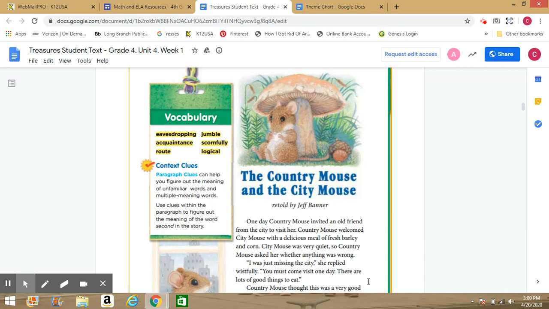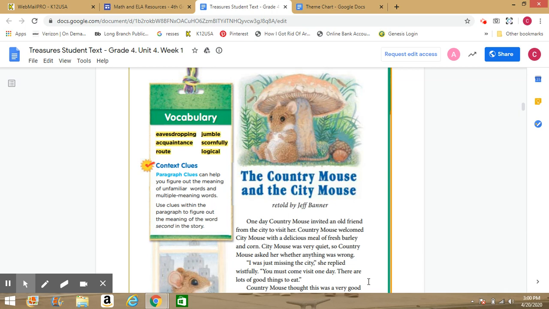We talked about what a fable was yesterday. A fable is going to have animal characters in the story. The animal characters are going to behave like people. They're going to talk, they're going to have actions, and they're going to have a problem, and then their problem is solved in the solution, much like a regular story. Fables also have a theme at the end of the story, or a moral.